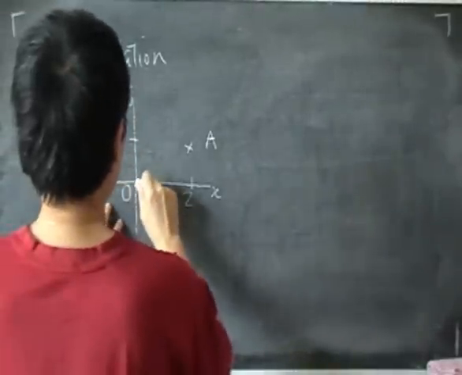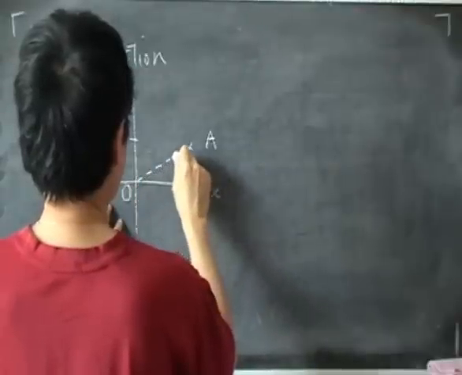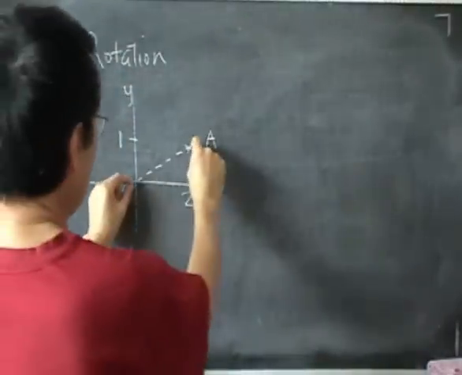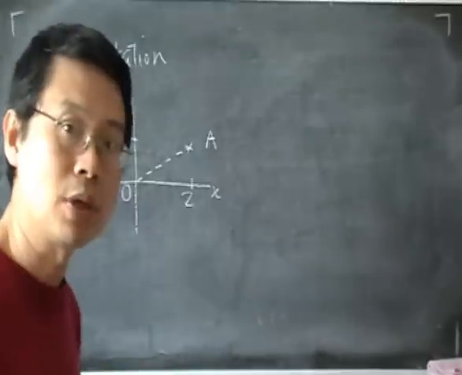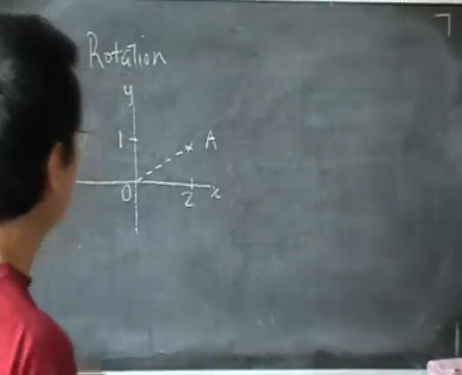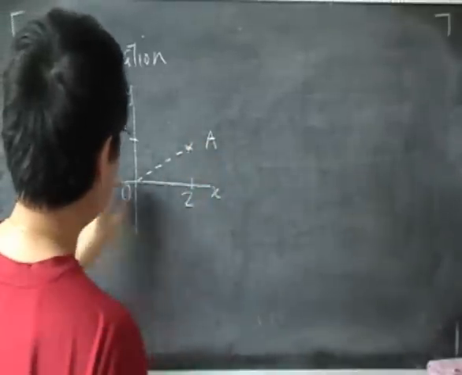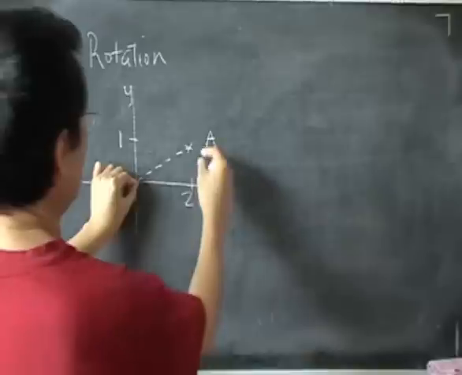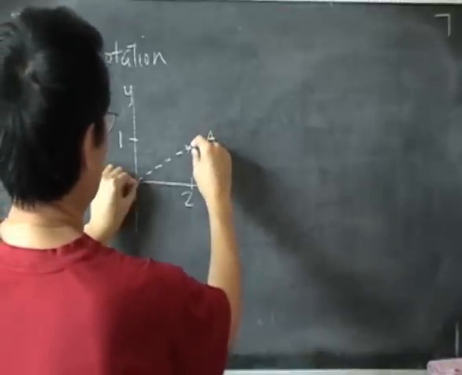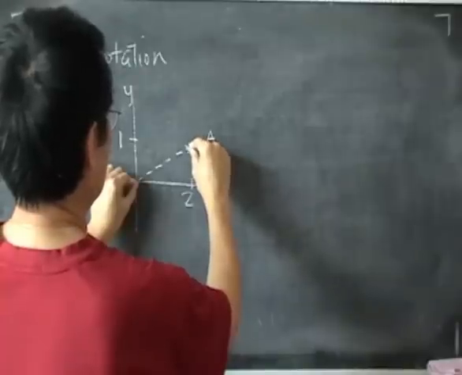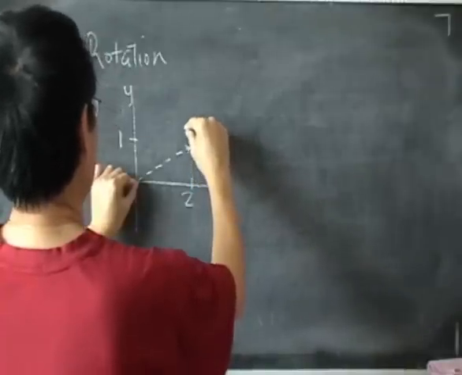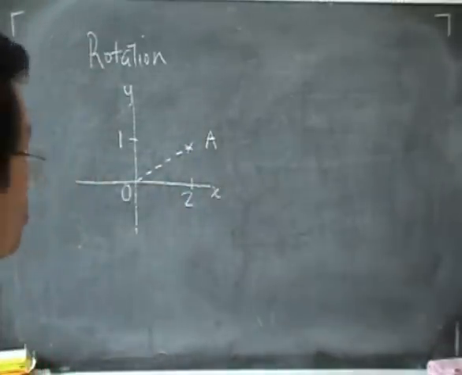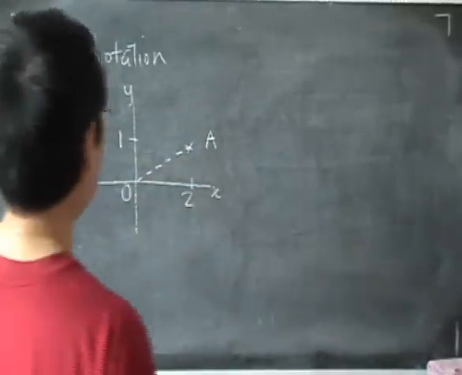First, draw a line joining O to A. Okay, so imagine that this line is like a piece of rod, and you hold the rod fixed at this end, and you move the other end around by a certain angle. So that's what we mean by rotating A about the origin.